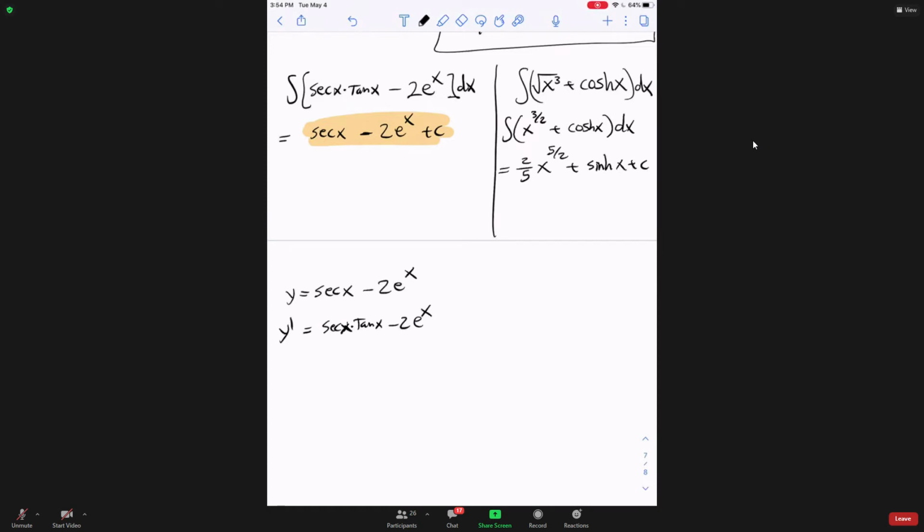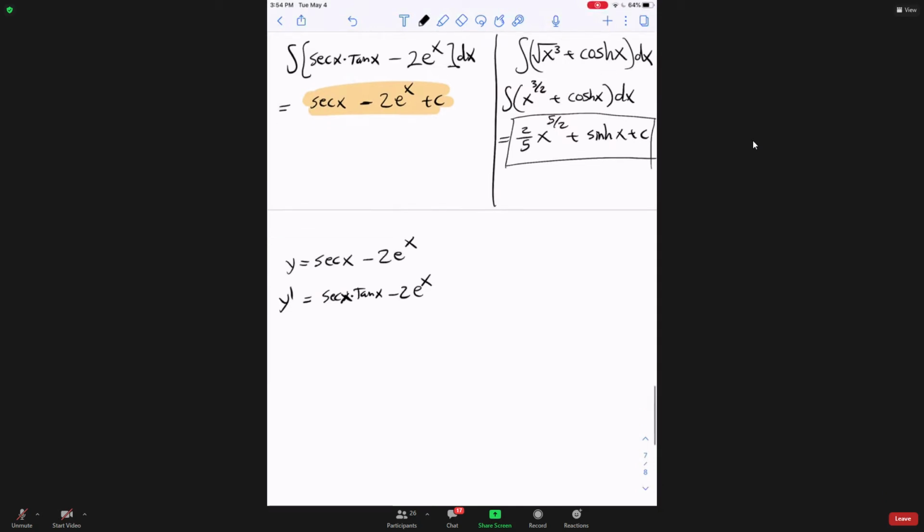Let's see. How many of you got that? All right. Now let's do some definite integrals.